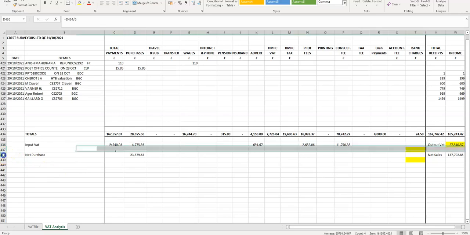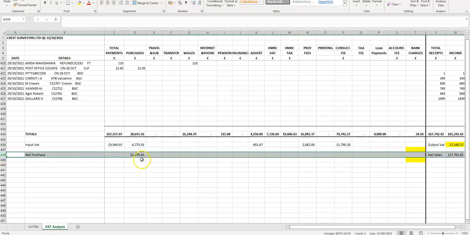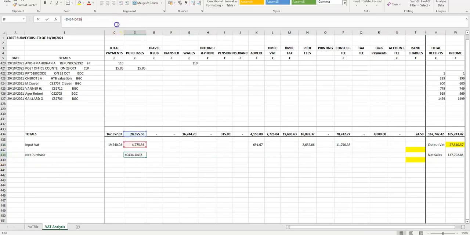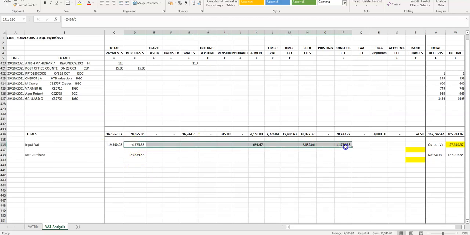And also we need the net figure to complete the boxes. How do we do that? We can do the gross minus the VAT and it will give us the net figure. So from the gross we minus the VAT and that will give us the net purchase, and that's how we can identify how much is the net purchase, because we need it.